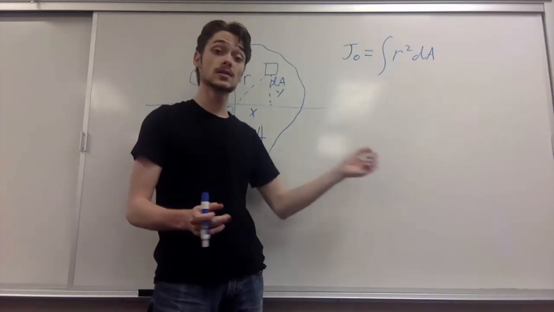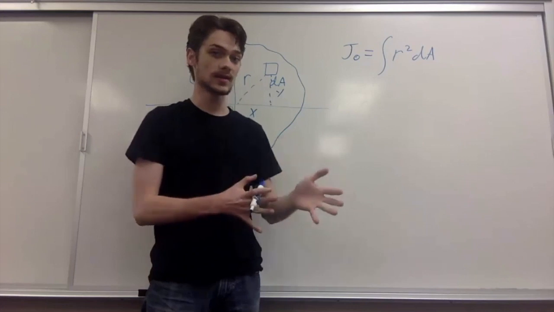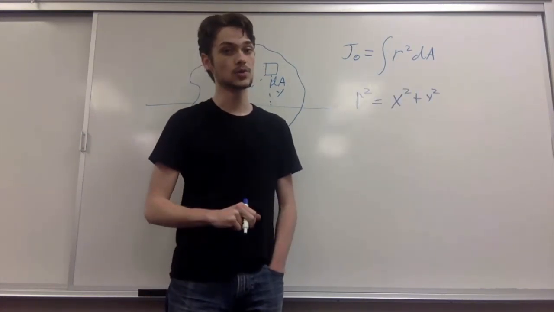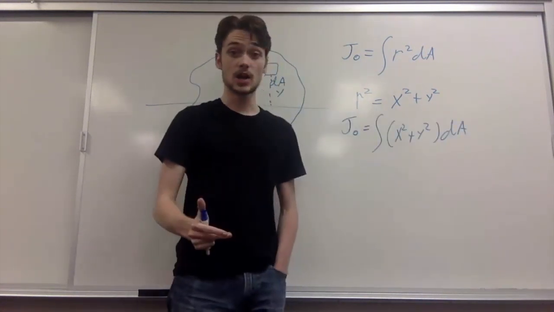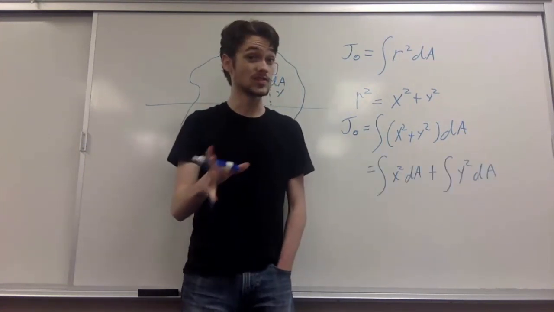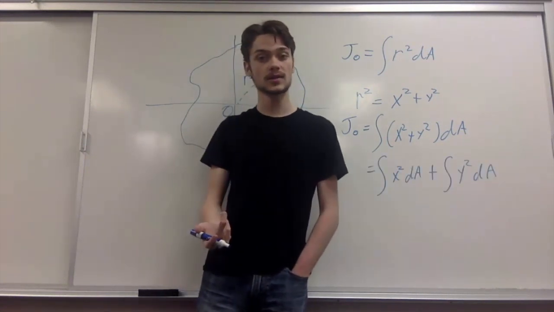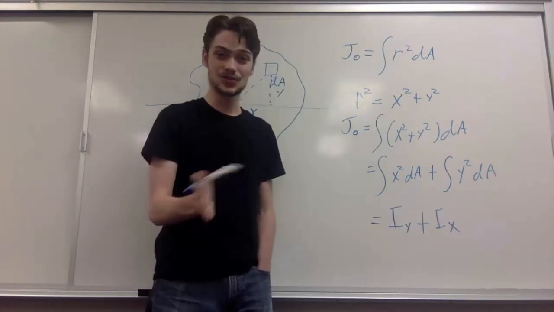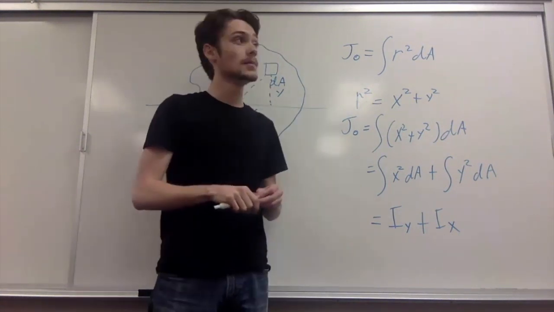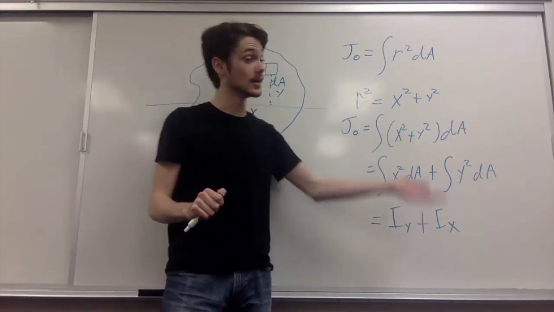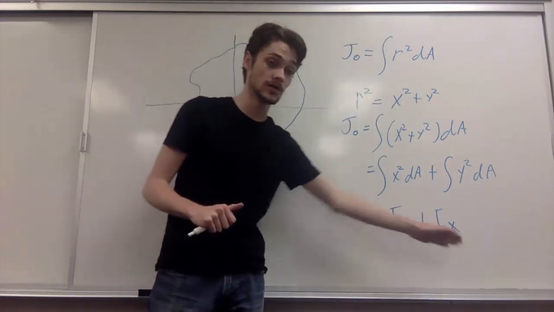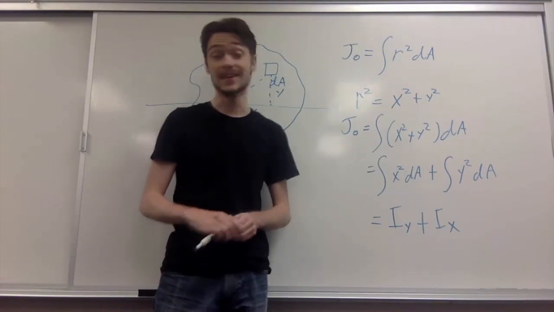But as we are about to see, this polar moment is actually related to the rectangular moments. We know because of Pythagorean theorem that r squared is going to be equal to x squared plus y squared, meaning that J0 is going to be the integral of x squared plus y squared dA, or the integral of x squared dA plus the integral of y squared dA. See where I'm going with this? Which is finally just going to be equal to the sum of the second moments with respect to each axis, meaning that we can find the polar moment by using this formula and integrating, or we can find the polar moment by finding both of the rectangular second moments and then adding them together.